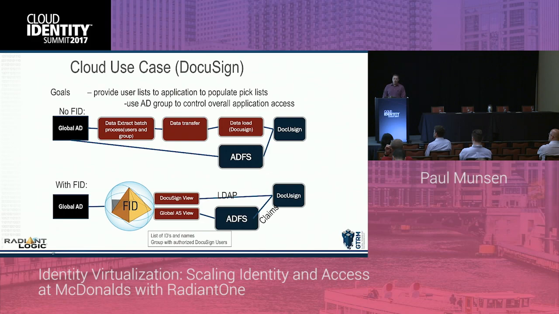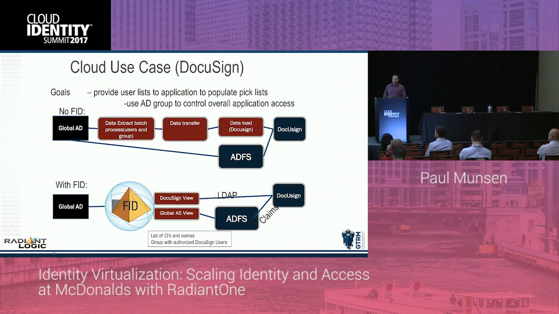So we came up with this process. We could pull data, we'd manage groups in Active Directory, then we'd do some sort of data extract from Active Directory, package all that up into a file, do a data transfer, then DocuSign would have to write code, we'd have to pay them some money, they'd be able to pull that data and bring it into their system and make it available.